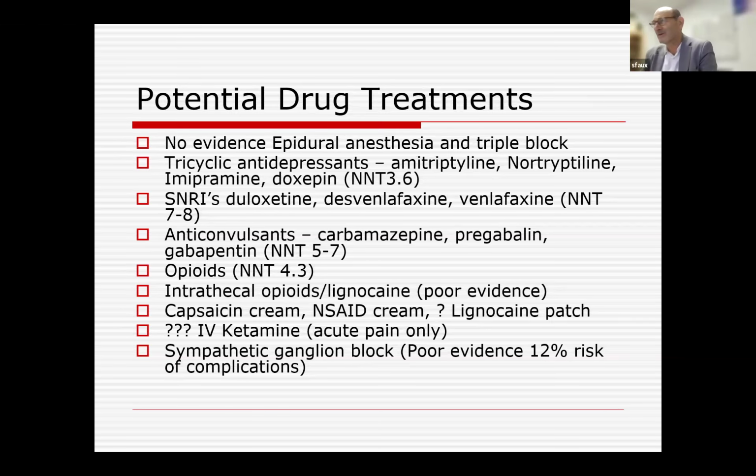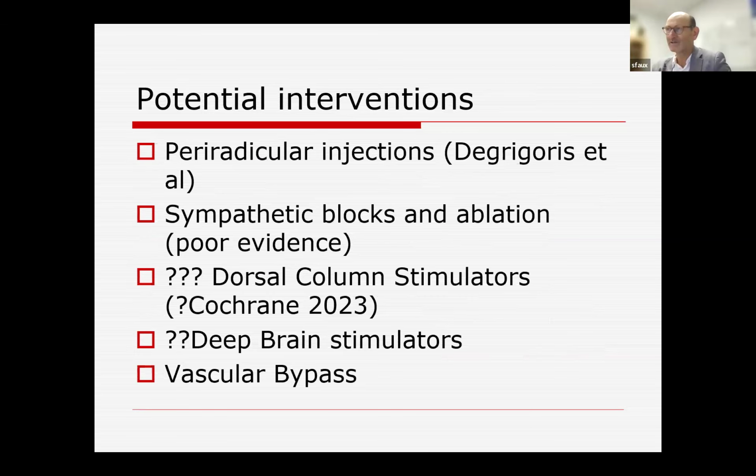SNRIs do also work, but the numbers needed to treat are higher, 7 to 8. Anticonvulsants work, but their numbers needed to treat is about 5 to 7. And opioids do work, but the numbers needed to treat are 4.3. And it does not seem logical that opioids could work. Intrathecal opiates or lignocaine, there's poor evidence for. IV ketamine, capsaicin, lignocaine patches, also all very poor evidence. Sympathetic blocks do not work. There's also a fairly high risk of complications.